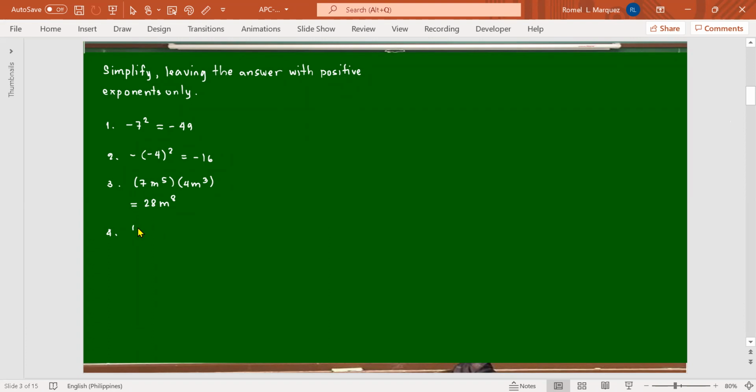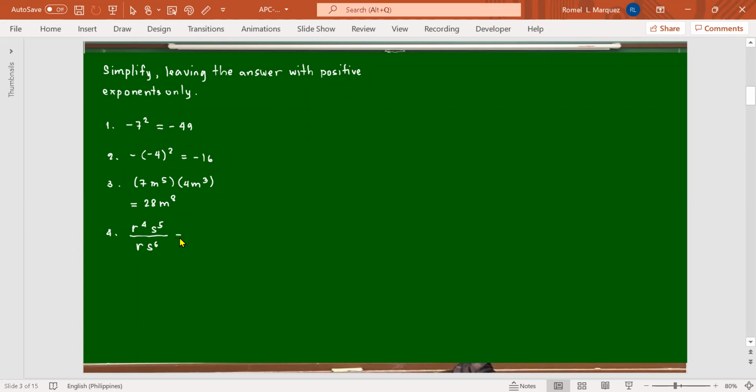So if I have r raised to 4, s raised to 5, all over r s to the 6.